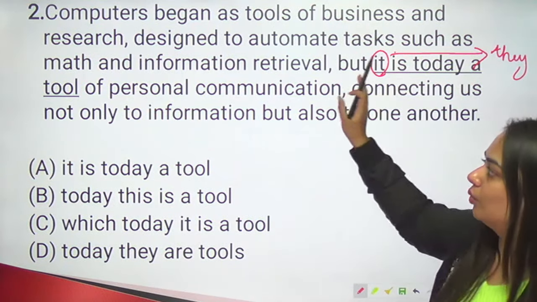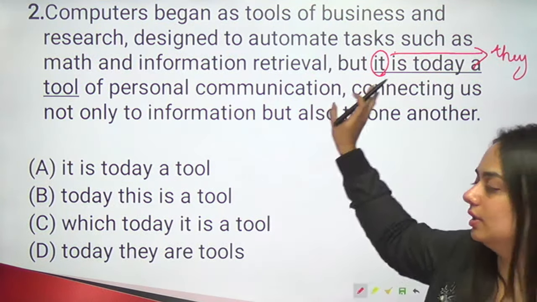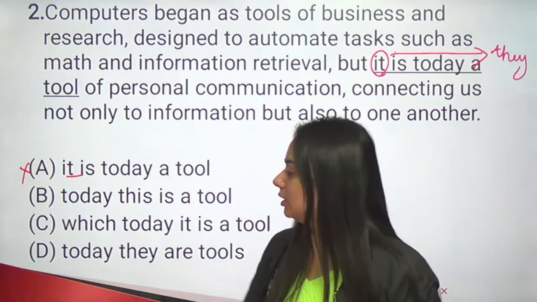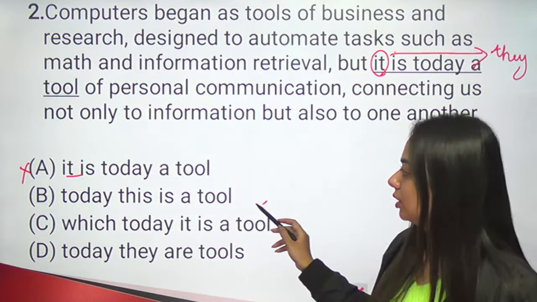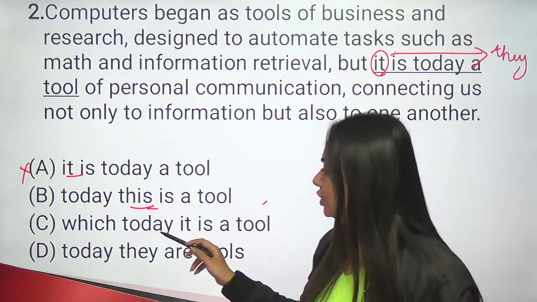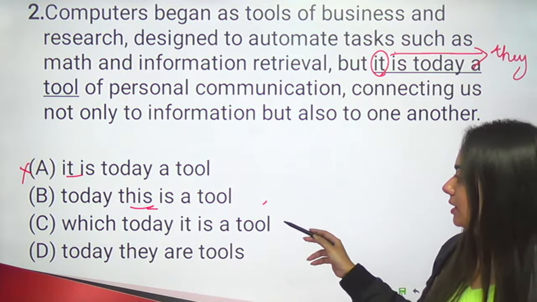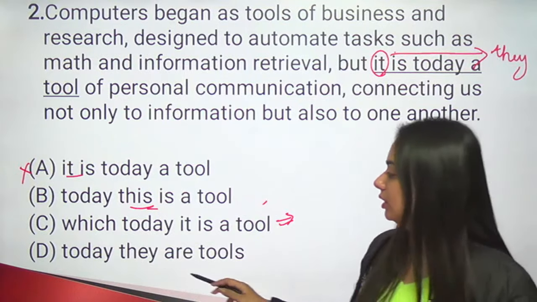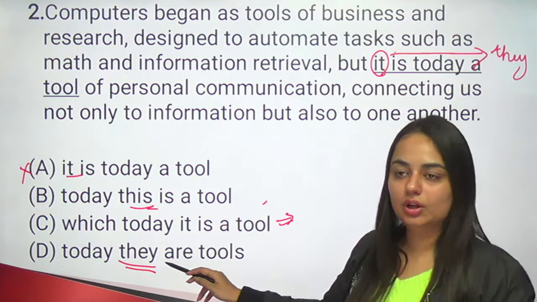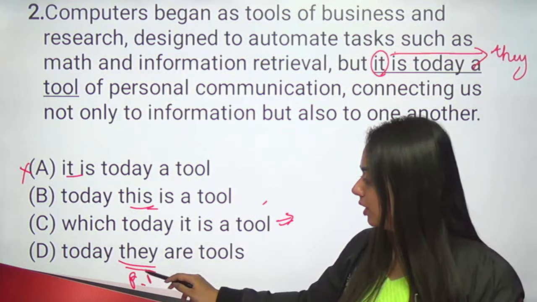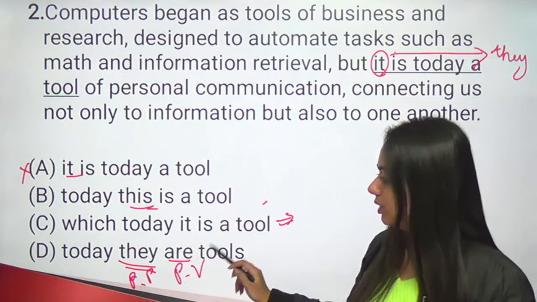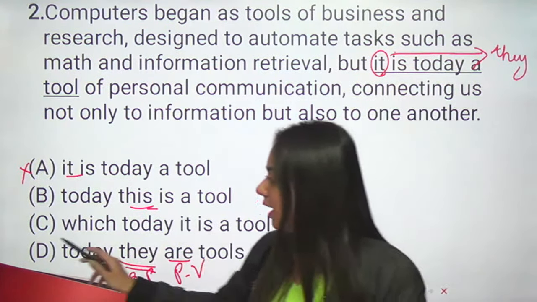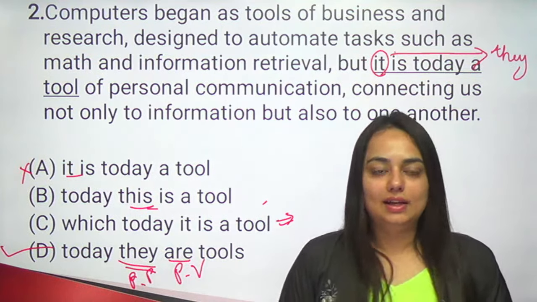Now let's see which rephrasing would better fit in here. It is today a tool. Again it, so we can eliminate this one. Today this is a tool. So this again is singular. Which today it is a tool. Doesn't make any sense, grammatical sense. Today they are tools. Now see, they has also been used, a plural pronoun and a plural verb also. So yes, this is the perfect answer, no redundancy. This was the redundant one. So the answer to this one is D.